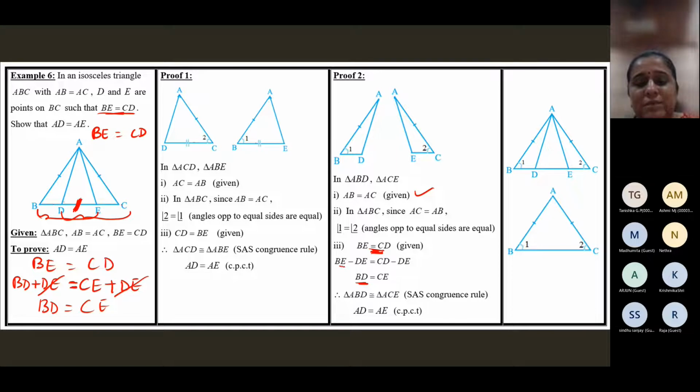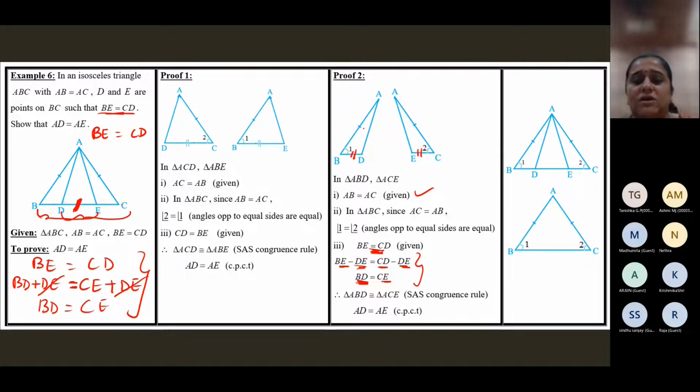Subtracting is cutting off, taking away. From this line segment BE, if you cut off DE, you will be left with BD. And from this line segment CD, if you cut off DE, you will be left with CE. You can present it like this, subtracting DE on both sides. Or if you can understand it by thinking, otherwise you can use this one. So like that, we get BD is equal to CE.